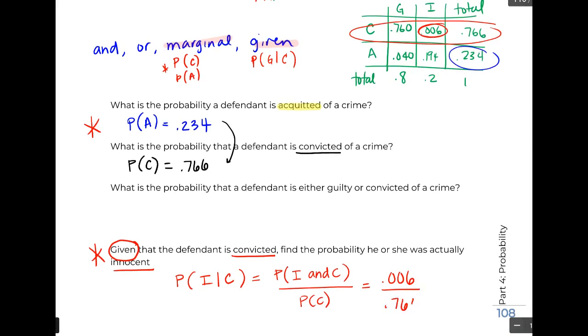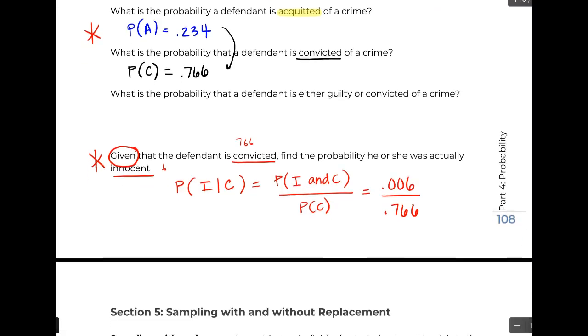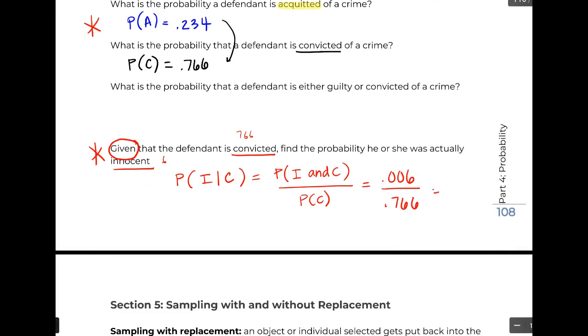And 0.766. And again, with the numbers, this is even more obvious, because we go, okay, they're one of the 766 people we convicted. What's the chance that they're one of the 6 innocent people in that group? So let me finish that. Looks like this is 0.0078. So less than a 1% chance of this.